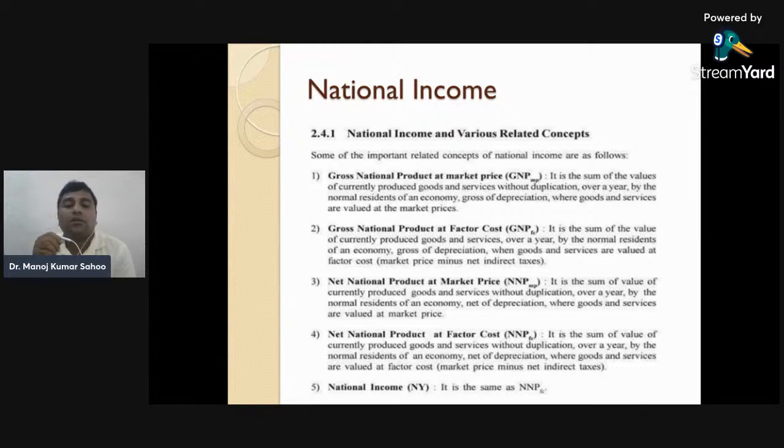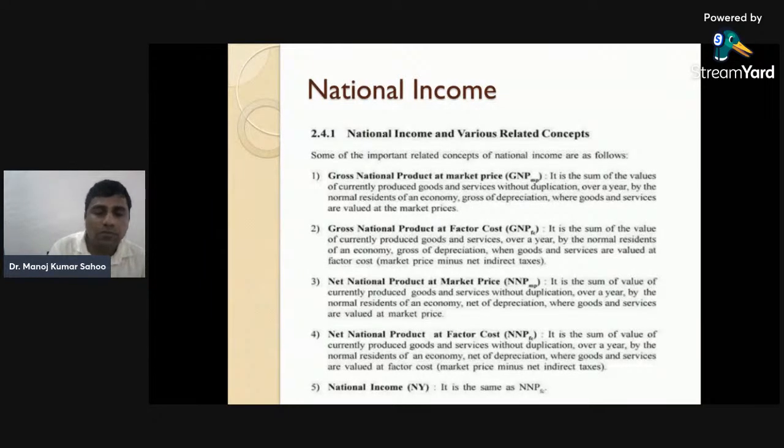Now the next concept is NNP, or national income. National income is the income of a nation, the income we derive in a year by the production of goods and services after selling them. That is called national income. The net national product is basically the national income of the country, because we have already deducted depreciation and indirect taxes.